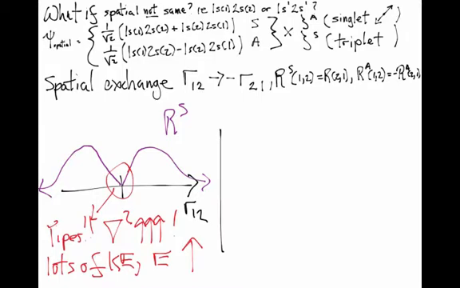To get the overall kinetic energy of those two electrons, you have to average over the whole wave function and find the appropriate expectation value. But that cusp there is a big deal.